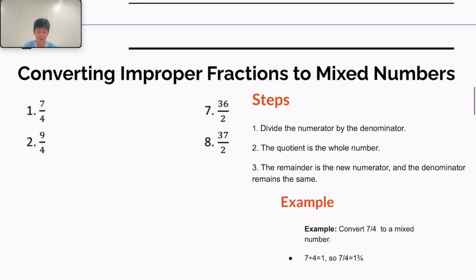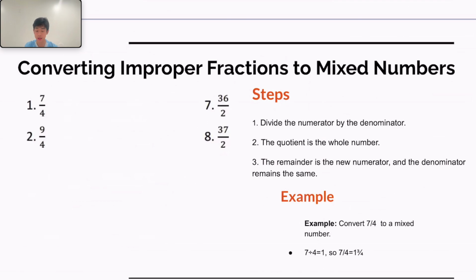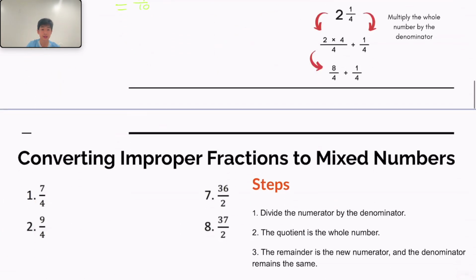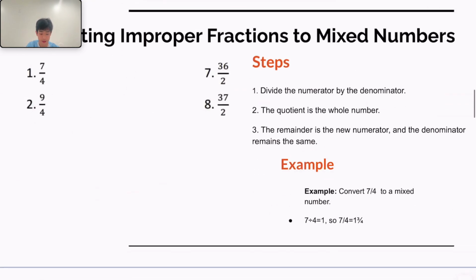Next, after learning how to convert mixed into improper, now we're going to take a look at how to convert improper fractions to mixed numbers. So there are three steps here. First, divide the numerator by the denominator. The quotient is the whole number. The remainder is the numerator, and the denominator remains the same. So this is basically the opposite of what we just did in the last slides. Let's take a look at what this means.